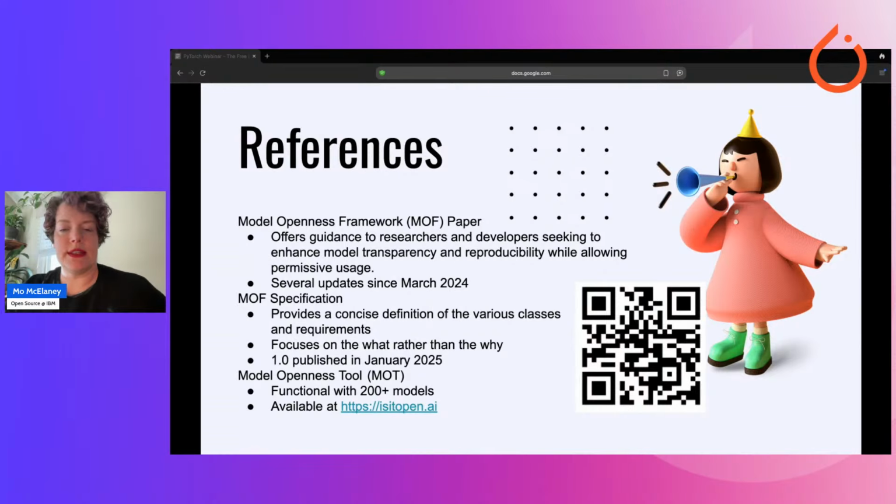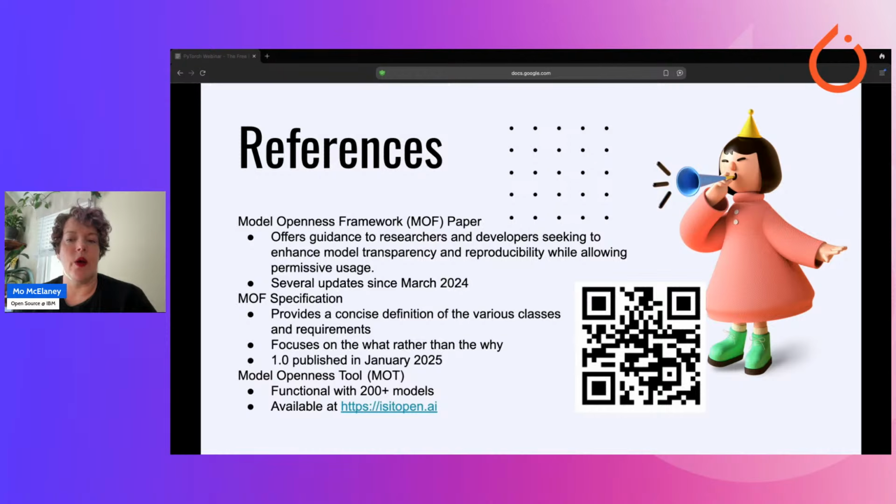So some references to what we discussed here. The Model Openness Framework paper is really helpful for offering guidance to researchers and developers seeking to enhance model transparency and reproducibility while allowing permissive usage. There have been a bunch of updates to it since it was released in March 2024. There's also the MOF specification that provides a concise definition of the various classes and focuses on the what rather than the why for what you have.